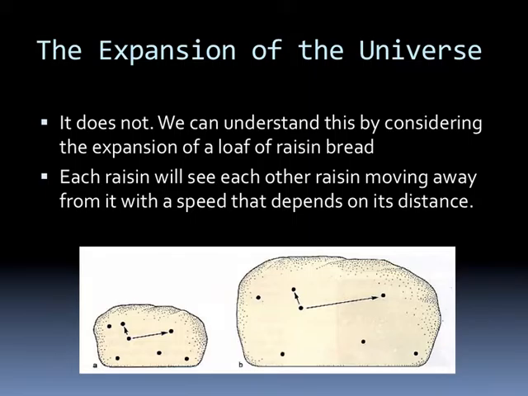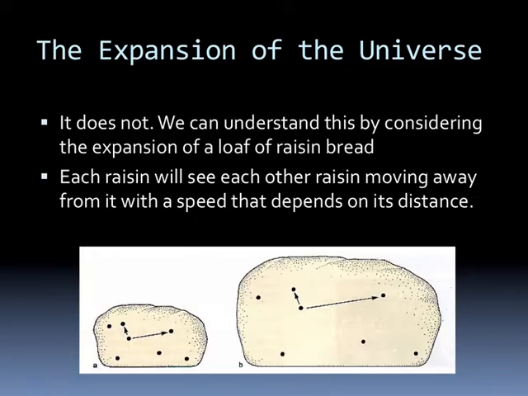So here we have a loaf before it rises. And let's just look at all the raisins inside. So these raisins are all situated, and they're not moving through this bread. They're stuck in the bread. Now, as the bread itself rises and gets bigger, every raisin moves away from every other raisin. Not because they're actually moving through the bread, but because the bread itself is expanding.